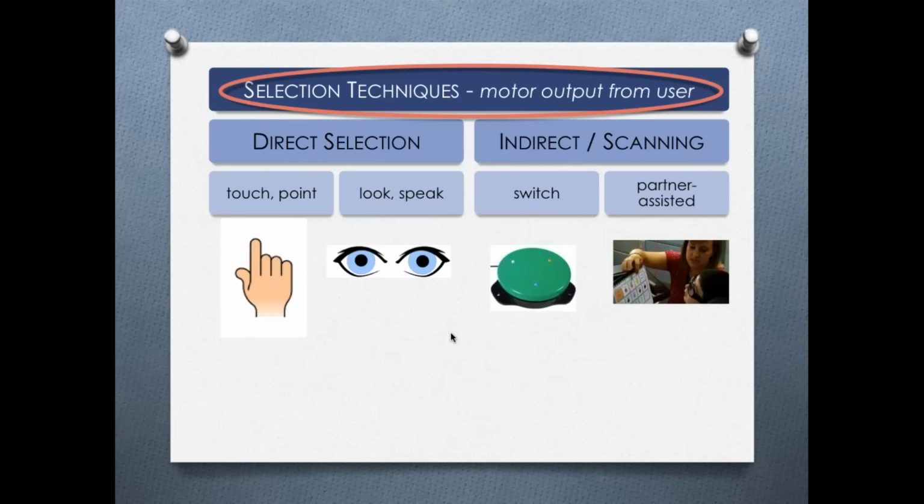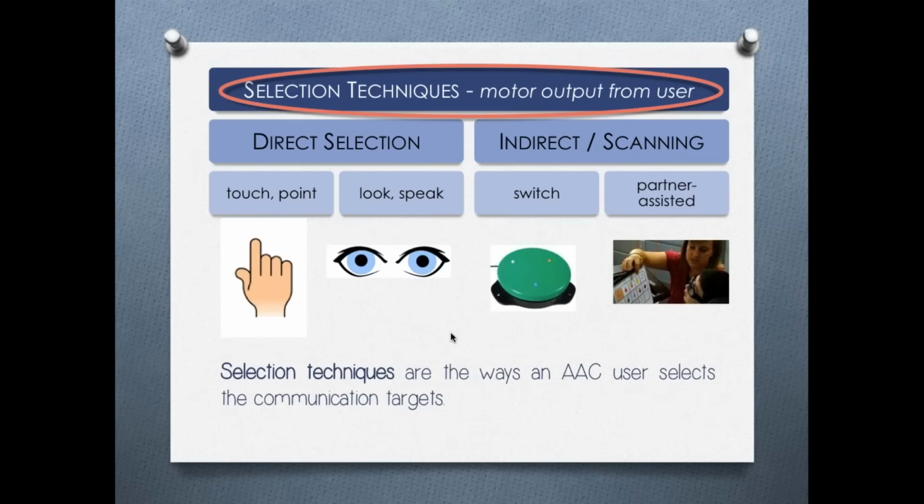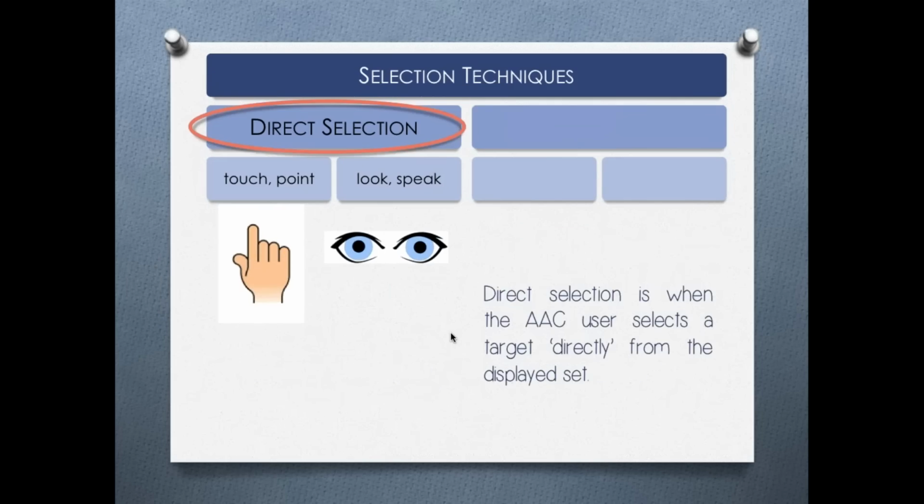Okay, so what are our selection techniques? We have a communication system, and now we have to have a way as a user to interface with that communication system. Selection techniques are the ways in which I as a user select my communication targets. And we basically have two methods, and the first broad category is called direct selection.